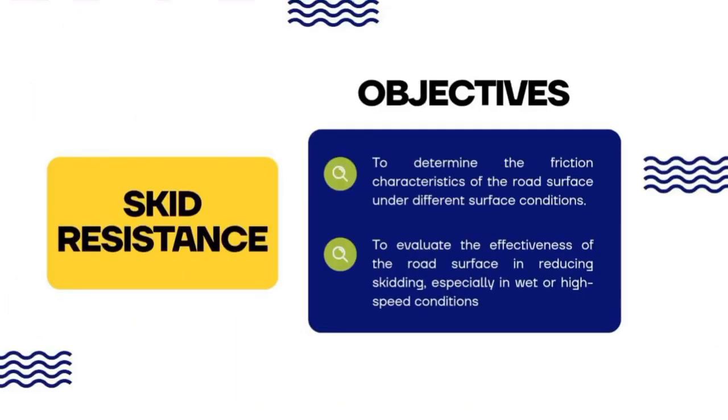The first test we conducted is the skid resistance test. The objective of this test is to determine the friction characteristics of the road surface under different surface conditions and to evaluate the effectiveness of the pavement in reducing vehicle skidding, especially under wet and high speed conditions.